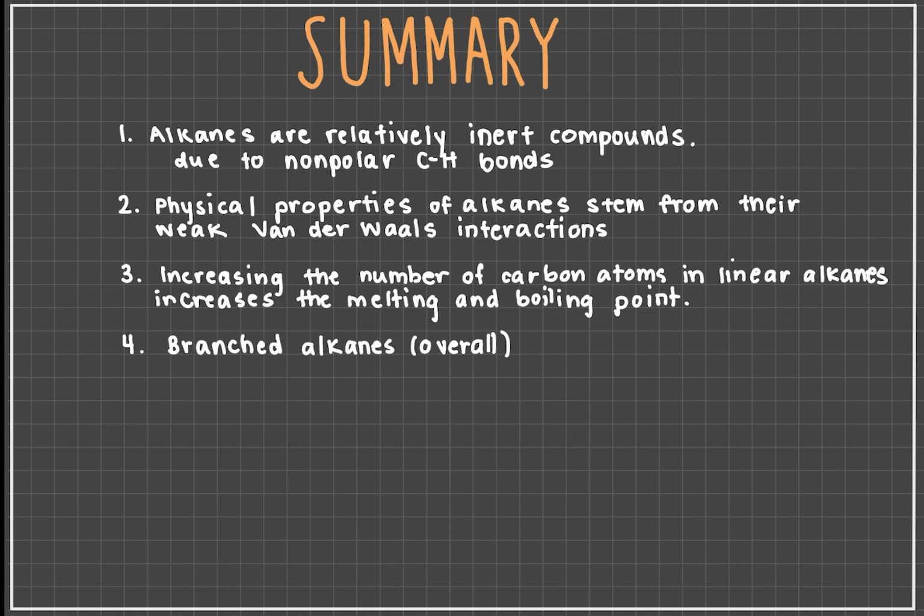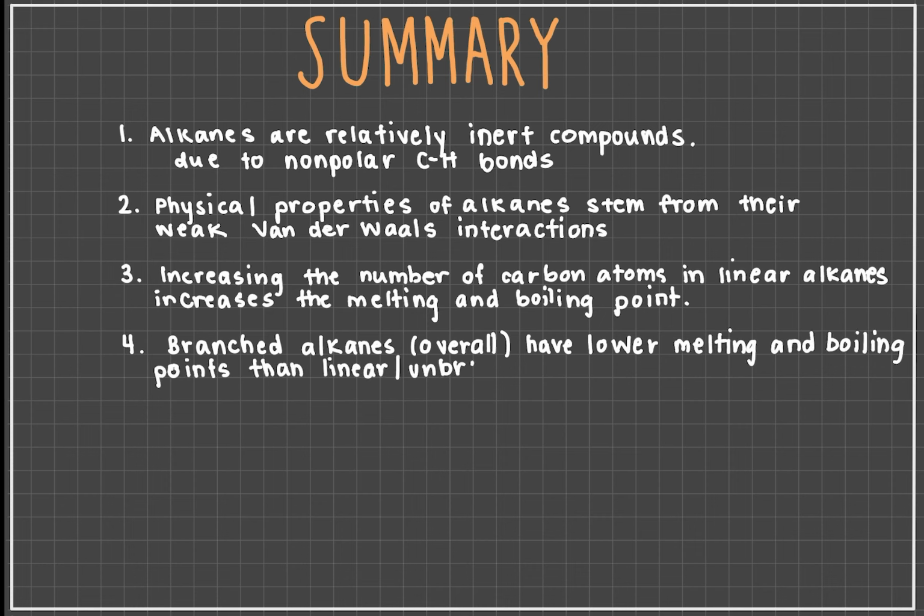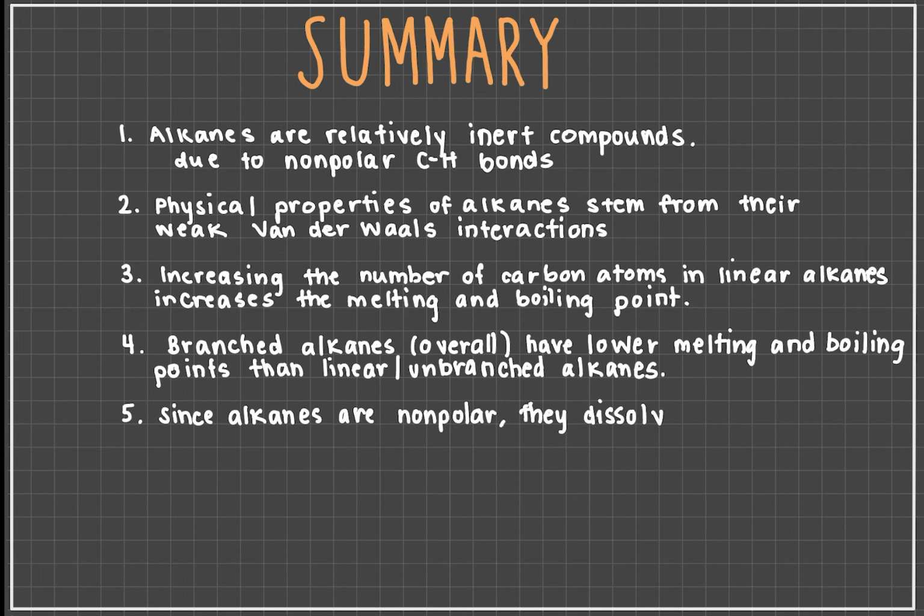Branched alkanes, on average, have lower melting and boiling points than unbranched or linear alkanes. This is because of decreased surface area, leading to weaker van der Waals interactions. Since alkanes are nonpolar molecules, they dissolve best in other nonpolar molecules due to favorable changes in free energy between the solute and solvent molecules.